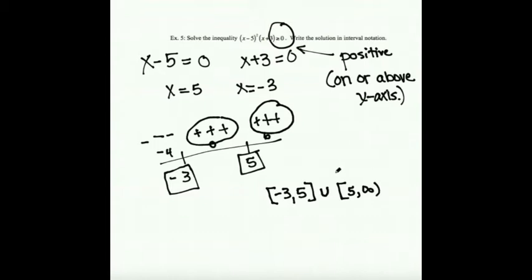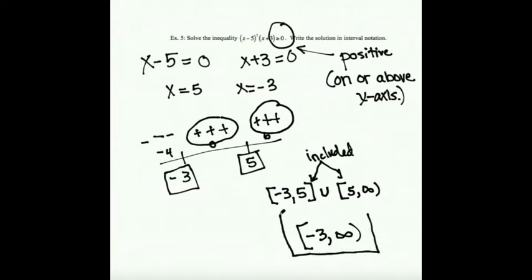But you should notice something here. What have we done to the 5? The 5 is included. So instead of writing it as two separate pieces, the more accurate way to write this is from -3 to infinity. Because we're including 5, we don't have to stop and pick back up there. So my answer would simply be -3 to infinity.